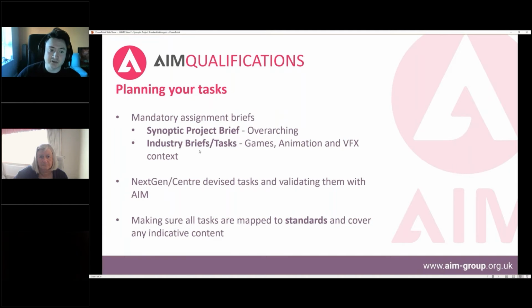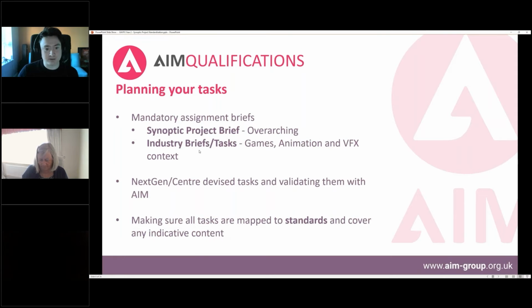You can also develop your own ones for this as well, and there's an approval process. So whether you want to develop that with local employers or with next gen partners, that's the other option. So you either take the three briefs, a game brief, an animation brief, or a VFX brief, or you can develop your own, and there's a validation process, and there are deadlines linked to that in the year.